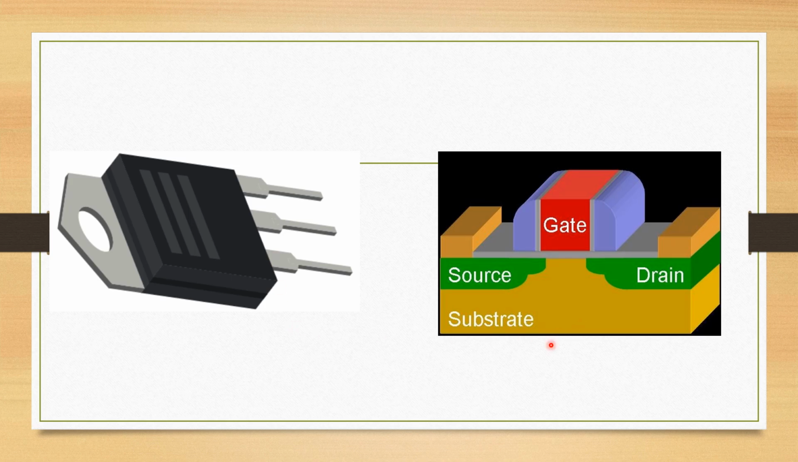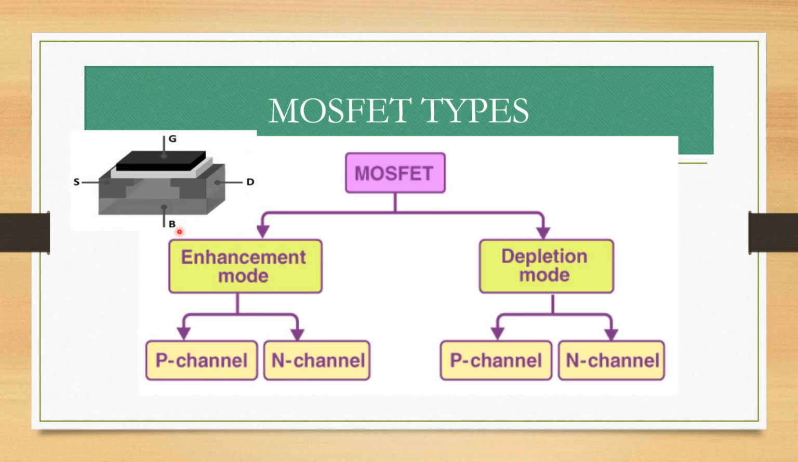So depending on the construction, either you will be having two N type semiconductors diffused in a P type substrate, or you will be having two P type semiconductor materials diffused in an N type substrate. So that is our construction difference.